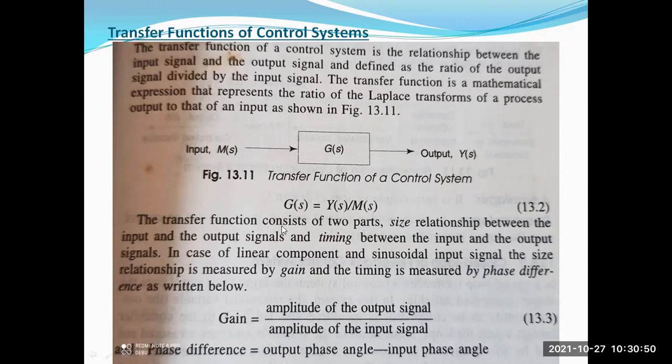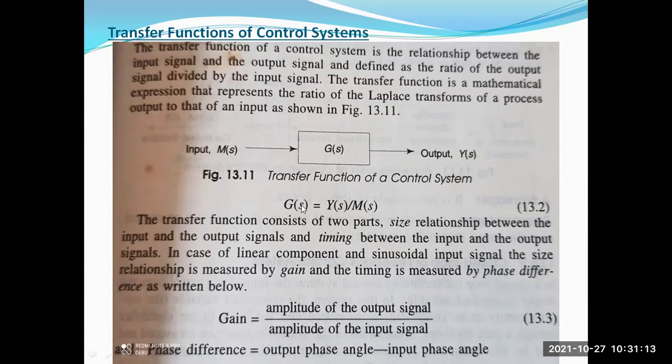So here you can see these are three questions: what is the transfer function, what is the mathematical expression of the transfer function, then what is the gain of the transfer function, and another question, what is the phase difference of the transfer function. So please remember these three equations.